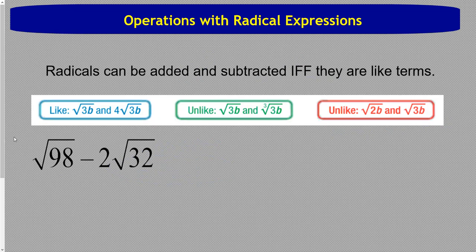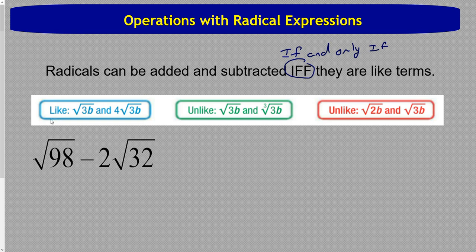Last but not least, radicals can be added and subtracted if and only if. When you see an "iff" with two f's like this, it means if and only if. It's a logic shorthand. So radicals can be added and subtracted if and only if they are like terms.